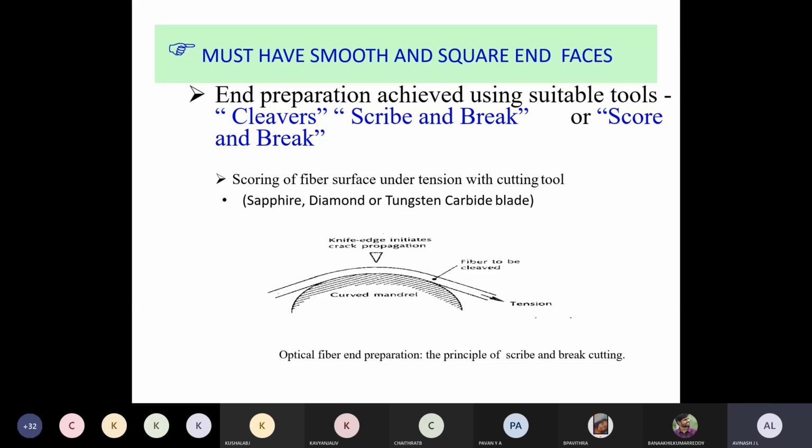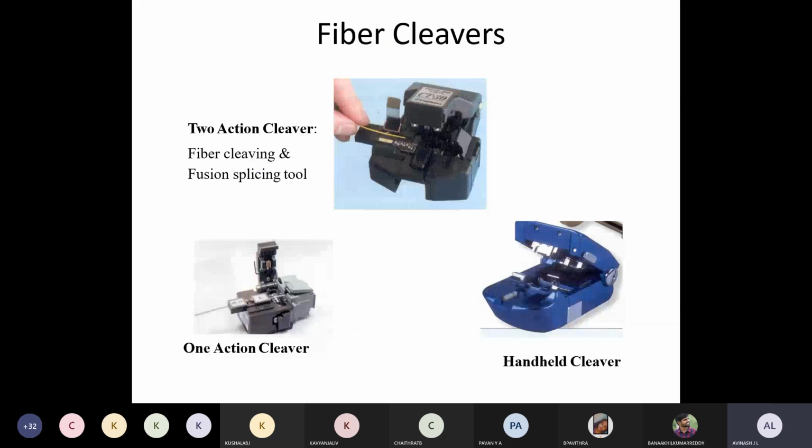So now after understanding this, we can go for the fiber cleavers. We can go through the diagram.